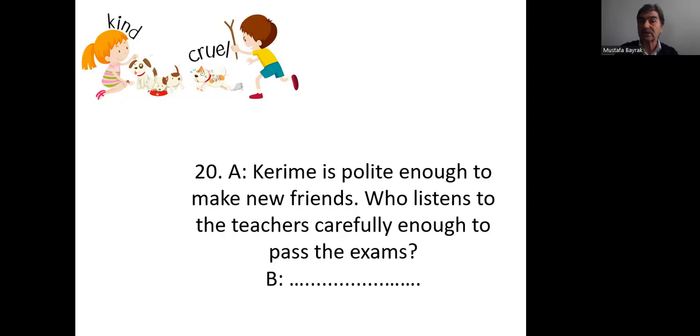Who listens to the teacher carefully enough? Okay. Now here, the adjective polite is after the verb. After the verb is, we use an adjective, but after the verb listen, carefully, we use an adverb, you know. So who listens to the teachers carefully enough to pass the exams? Sally listens to the teachers carefully enough to pass the exams.